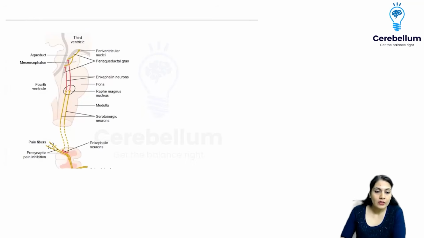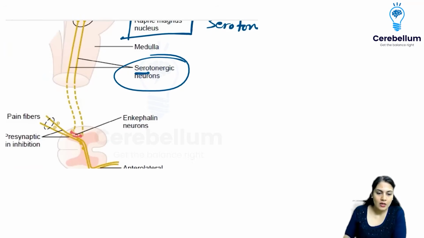So see over here, this raphe nucleus. The raphe nucleus is the one which is going to release serotonin. These serotonergic, and that's why whatever neurons are coming from this raphe nucleus, they are called serotonergic neurons. Why serotonergic neurons? Because they're releasing serotonin. These neurons are going to fall onto these red color neurons. You can see the enkephalin neurons over here. So they are going to activate these enkephalinergic neurons.